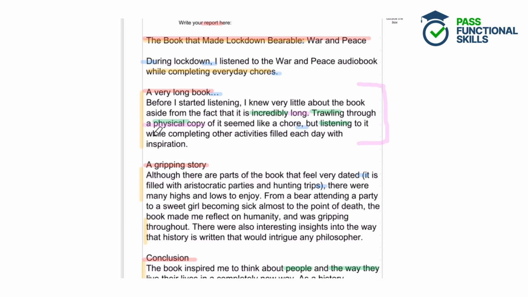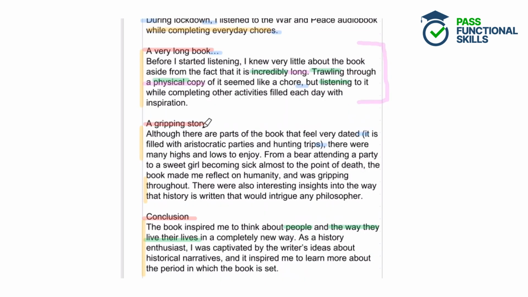But listening to it while completing other activities filled each day with inspiration. So link your sentences together within paragraphs and make sure that you're talking about the same thing in every sentence when it's in the same paragraph. We've then got the next paragraph, which explains parts of the story.